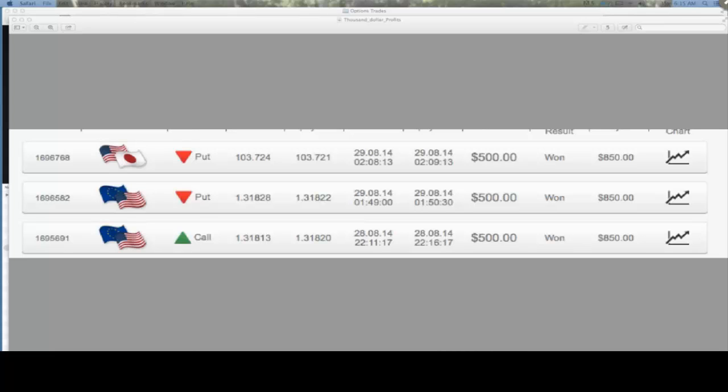He said the value is going to be less than what it is right now in 1 minute. You see that it was 103.724, and then it changed to 103.721 when the market closed exactly 1 minute later. That's 2:08:13, and it closes at 2:09:13. He basically made $350 in that 1 minute period. So in that 60 seconds, he made $350. The one below that, he also made $350 in 60 seconds. And the one below that, he made $350 in 5 minutes. They were all done on the same day. Actually, this one was on the 28th, and the other two were on the 29th, so day before yesterday.